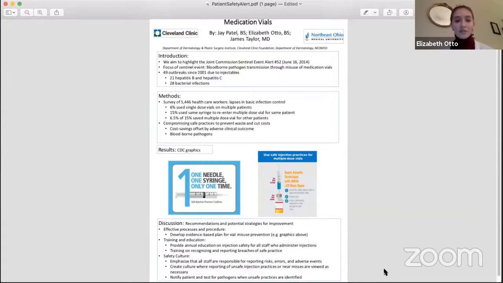vial misuse prevention, as well as providing training and education annually to all staff who administer injections, as well as training on recognizing and reporting breaches of safe practice. It's also important to develop a culture of safety, emphasizing that all staff are responsible for reporting risks, errors, and adverse events, as well as creating a culture where the reporting of unsafe injection practices or near misses is viewed as necessary. And finally, when breaches of safe practice are made, notifying the patient and ensuring that the patient receives all testing necessary. Thank you.